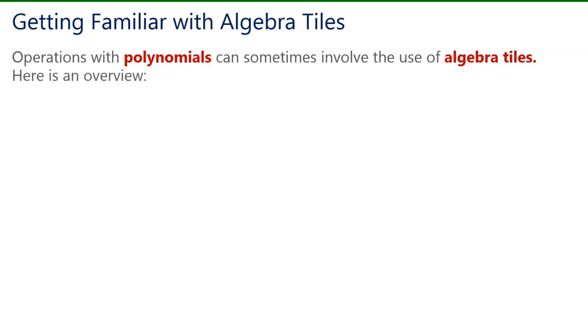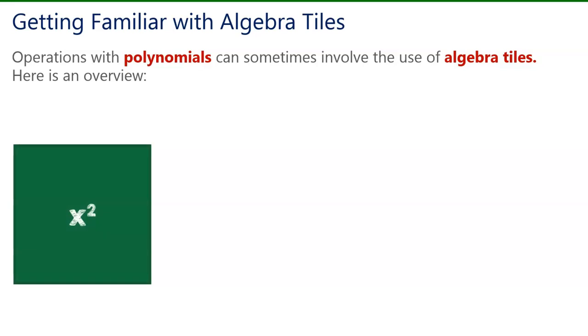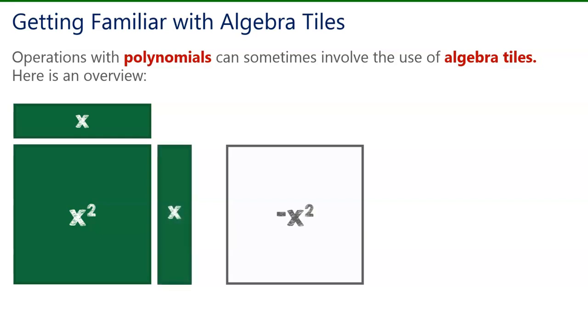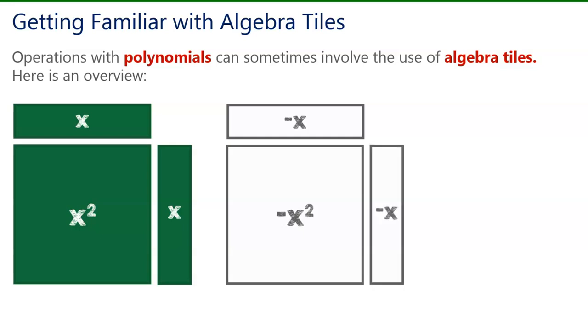Here is an overview. The large green square is positive x squared. The large white square is negative x squared. The horizontal green rectangle is x. Here is x in vertical form. The horizontal white tile is negative x. Here is negative x arranged vertically.